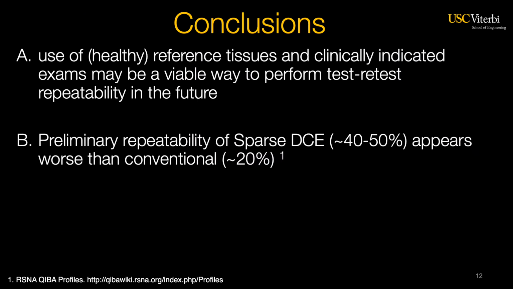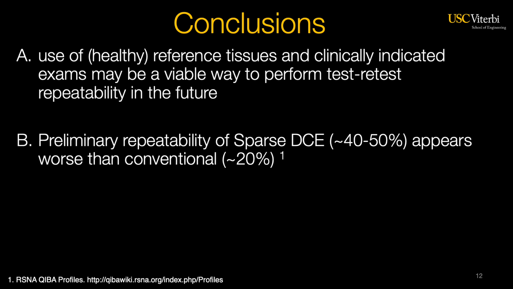In conclusion, the use of healthy reference tissue in clinically indicated exams may be a viable way to perform test-retest repeatability exams for DCE MRI in the future. This could essentially provide a way to bypass ethical and practical hurdles regarding contrast injection and patient recruitment, especially of very sick patients who understandably do not want to spend more time than necessary in a hospital.